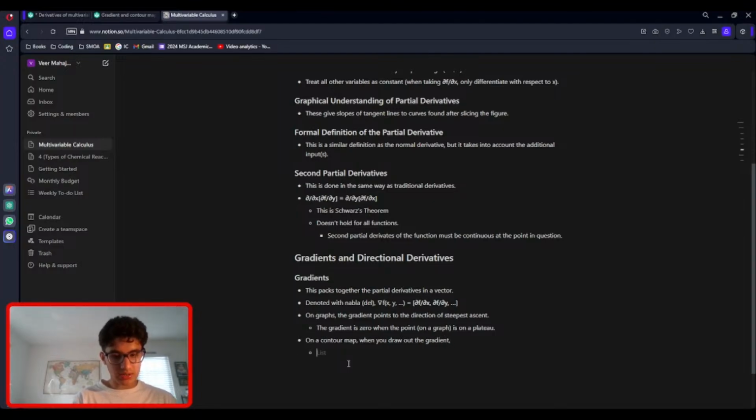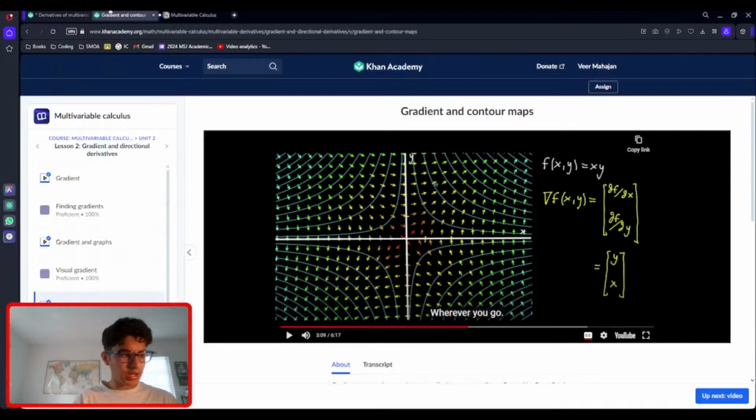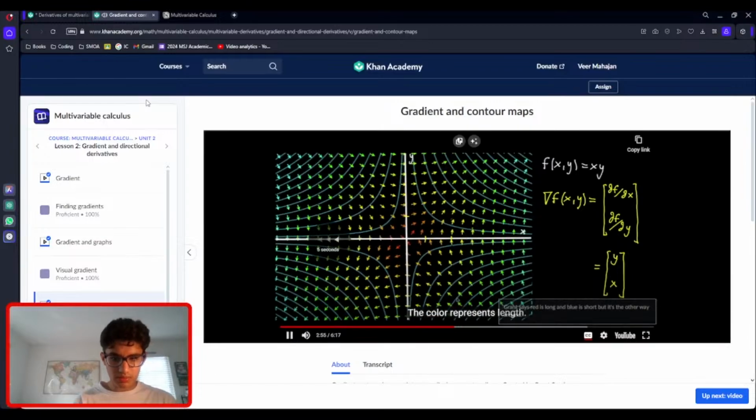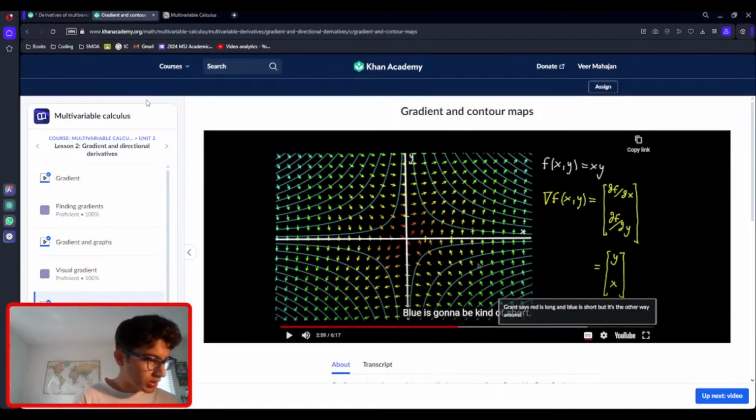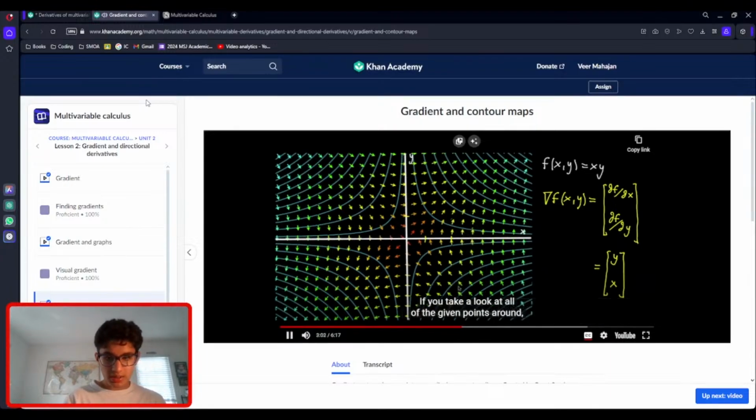And now the first thing is that whenever the gradient passes a contour line, it is a contour line or contour curve. Wherever you look at all, color represents length. So red here is super long, blue is going to be kind of short. Oh wait, red is long and blue is short, but it's the other way. Okay, then I might have said it the wrong way. Apparently blue is longer, which makes sense. Yeah, okay. Red is small, so I was wrong about that. Sorry.